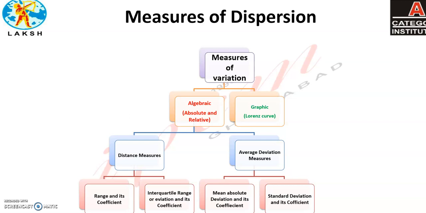All right. Next is average deviation measure. It has been again divided into two types. First is mean absolute deviation and its coefficient. Second one is standard deviation and its coefficient. All right. Let's revise it one by one in detail.